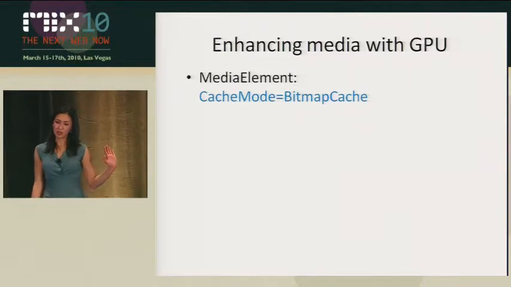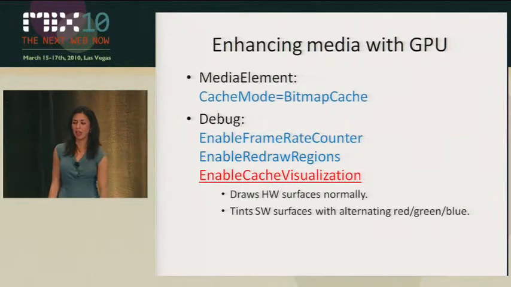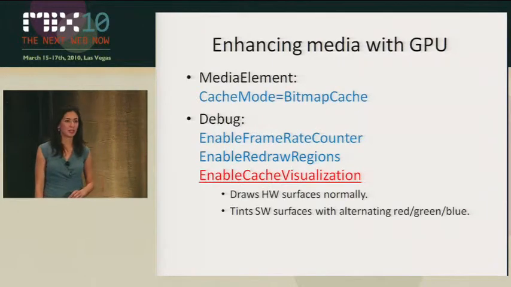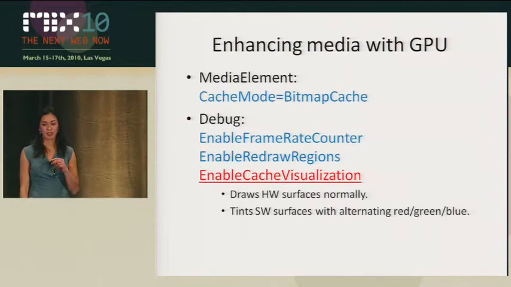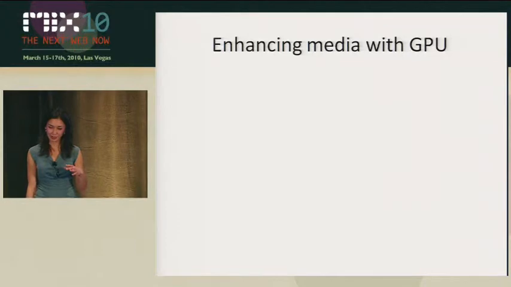Enhancing the media with the GPU, basically, all you need to do is set cache mode equals bitmap cache, and then you want to use your normal debugging tools. Enable frame rate counter, redraw regions. That's very useful if you have a progress bar.